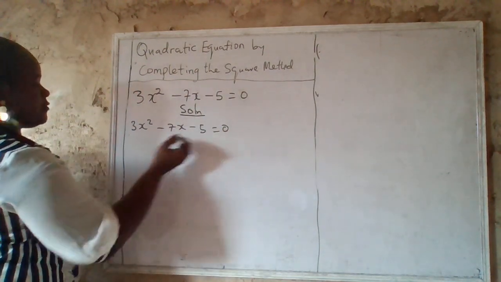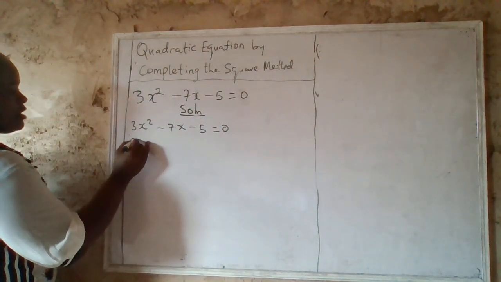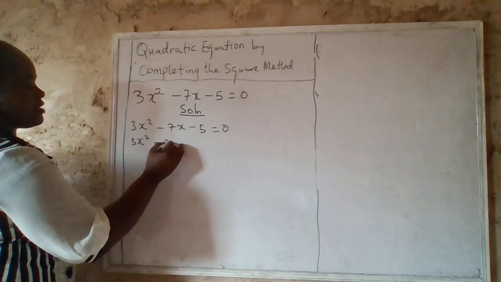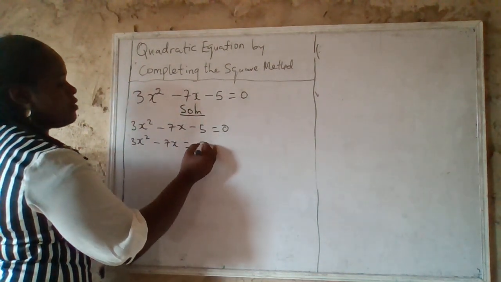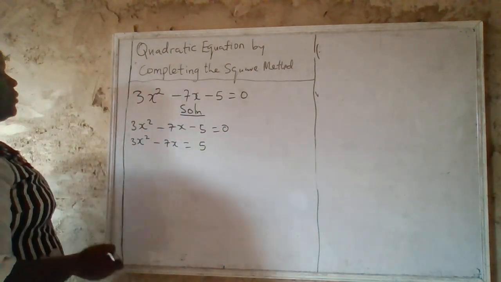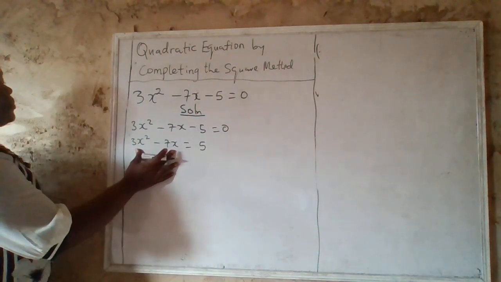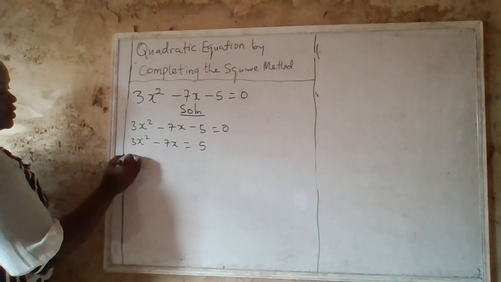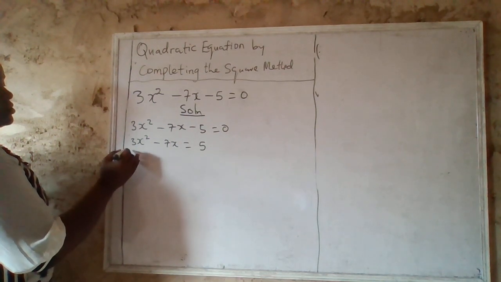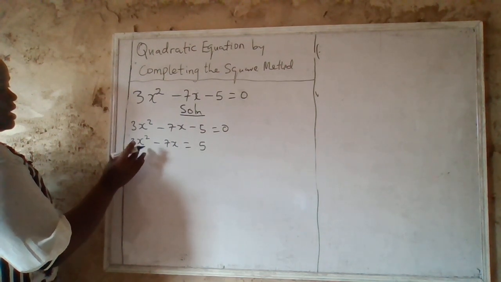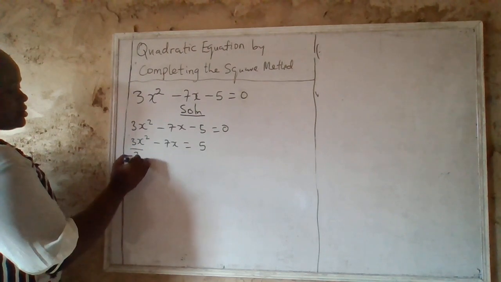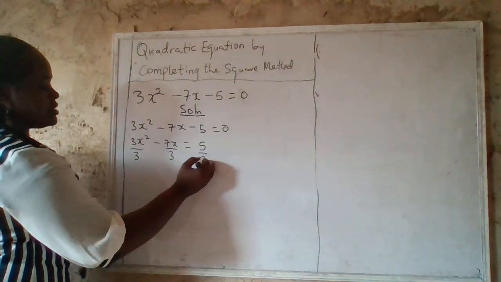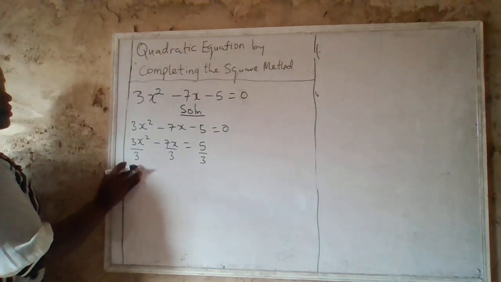First, let's take minus 5 over to that side. So we have 3x squared minus 7x is equal to 5. Okay, now we will complete the square. The first step is to divide through by the coefficient of x squared. The coefficient of x squared is 3.